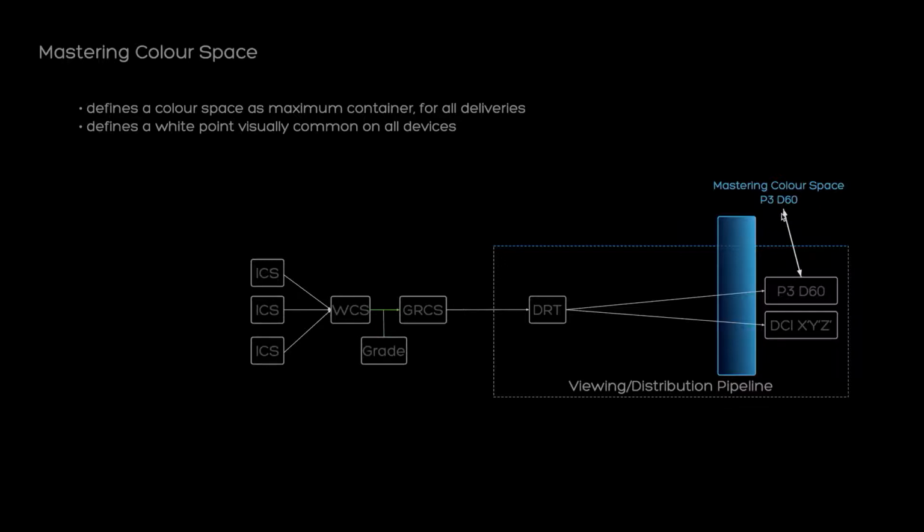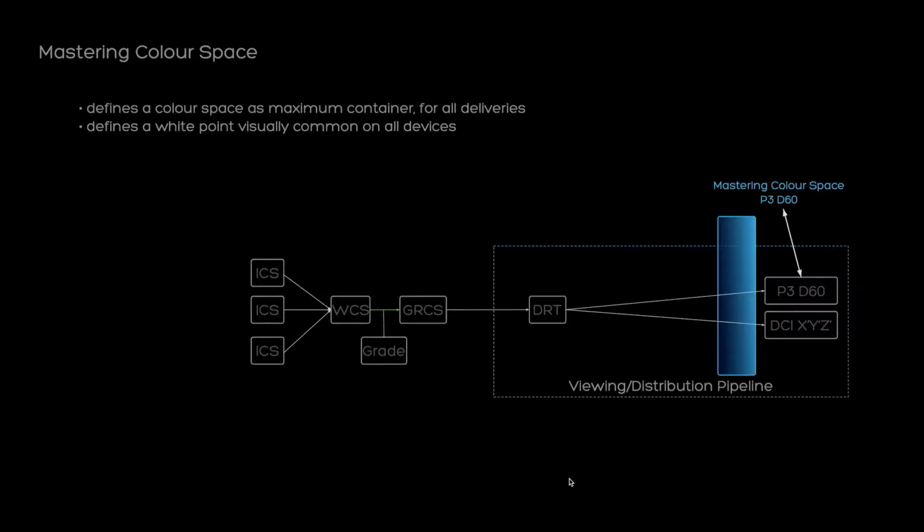If we grade on a typical DCI projector, we know that it can show the P3 volume and probably not much more. But we are rendering at the end to DCI XYZ, which is a much wider color space. So the mastering color space set to DCI P3 reflects the actual mastering display and assures that nothing out of P3 gets encoded into DCI XYZ.